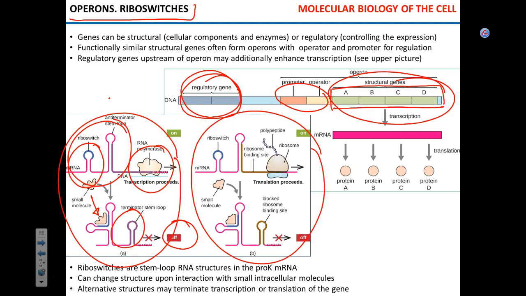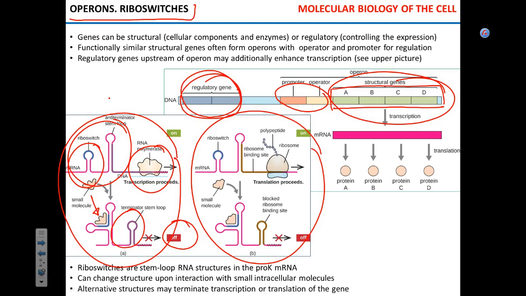I'll give you a few seconds to sink it in and think about this. You have some kind of a chemical inside the cell. It binds to RNA. That's why it's a riboswitch. It changes the RNA structure. The change in the structure stops transcription. No transcription, no gene expression. Does that make sense?